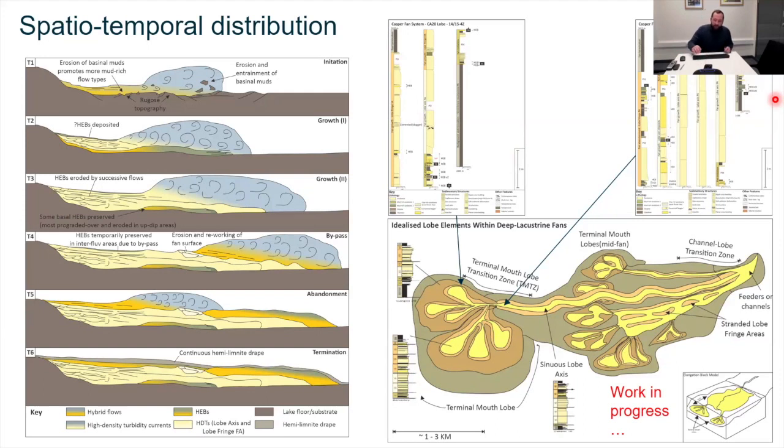And going back to my comment on the stranded lobe fringe deposits, I think that might be a clue to how you could produce and preserve hybrid event beds in quite axial, quite proximal areas of a fan. There are published examples out there where people have found HEBs preserved in those locations, but a lot of studies do end up suggesting that you can't preserve them in those locations, when I think you can if you consider the temporal context of that fan system.